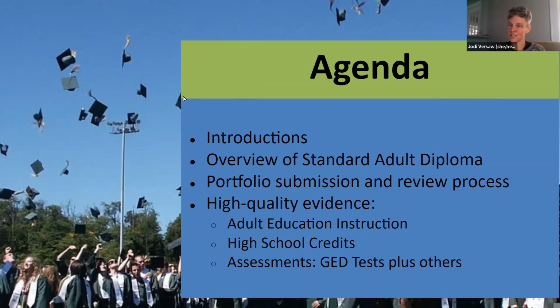We'll tackle it in chunks. What does high quality evidence look like when we're talking about adult education instruction as the completion option? We're going to start there because that's the deepest, biggest, most onerous task, but we'll also talk about what high quality evidence looks like when you use high school credits as the completion option and what it looks like when you use assessments, which is most often the GED test.